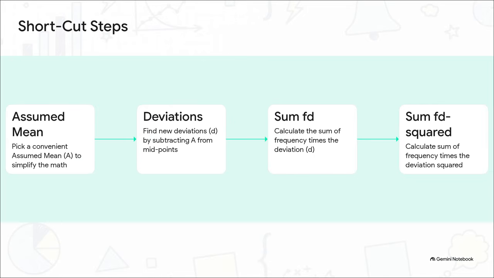Step 1 introduces the absolute magic of the assumed mean, which is represented by A. Instead of finding the exact messy actual mean, you just pick a convenient middle value to act as your mean. Easy, right? Step 2, find your new deviations, d, by subtracting this assumed mean, A, from your midpoints, M. Then for steps 3 and 4, you calculate the sum of f times d and the sum of f times d squared. By plugging these sums into the formula we just saw, you get the exact same standard deviation, but you completely bypass the headache of calculating that actual mean.